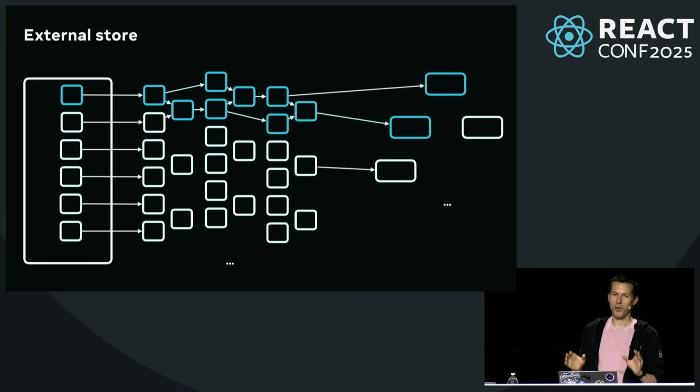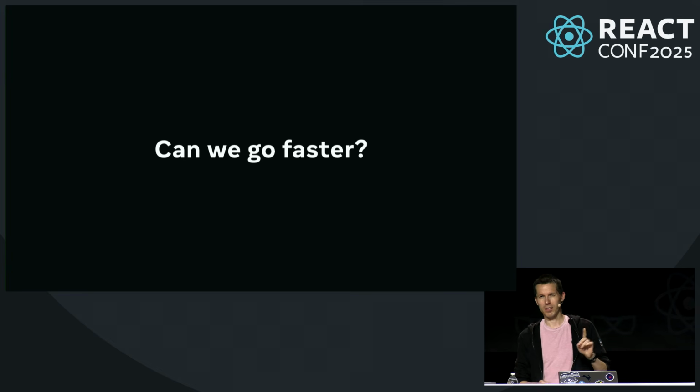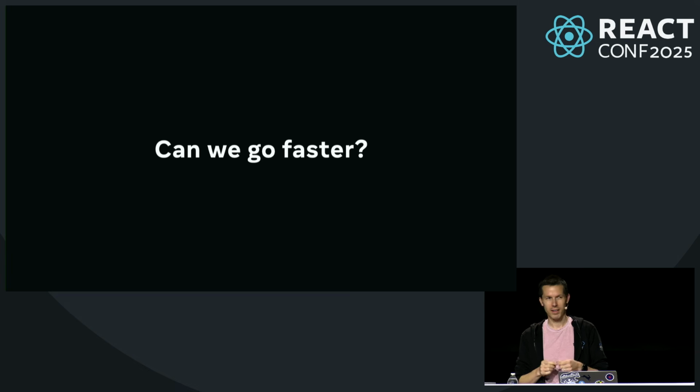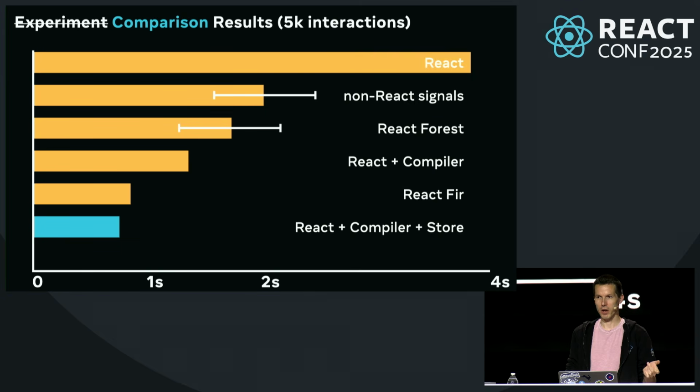But we're far enough along in the talk that you know what I'm going to say next. Can we go faster? Yeah, there you go. All right. In particular, what if we combine these ideas? Because I just said when we change the rendering algorithm and we change the data model, can't you do both? You can. So React Fur, similar external store. Here's where we are so far.